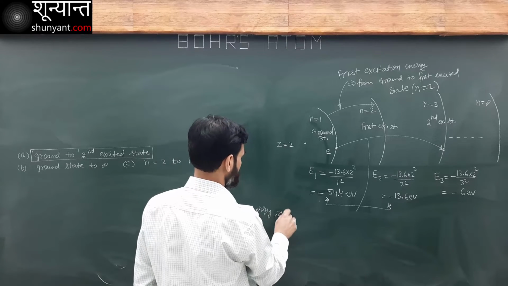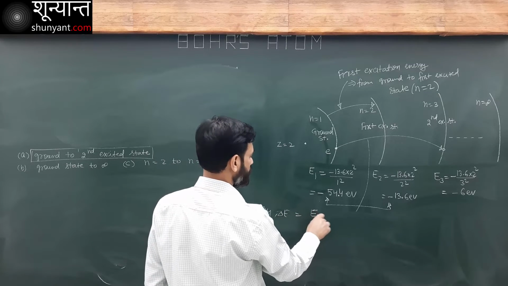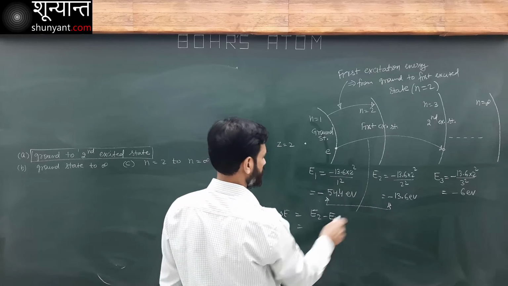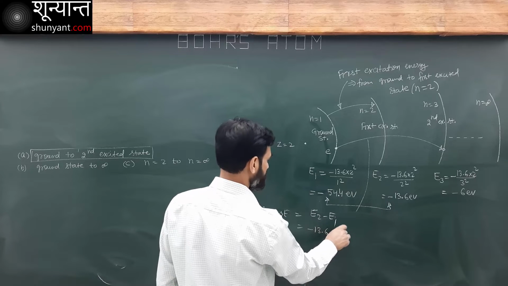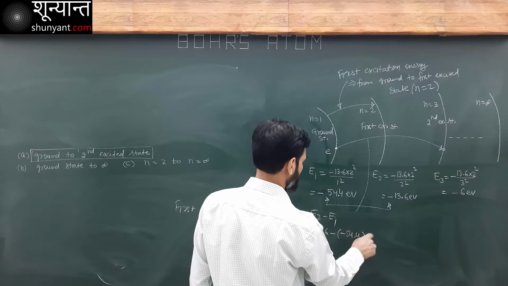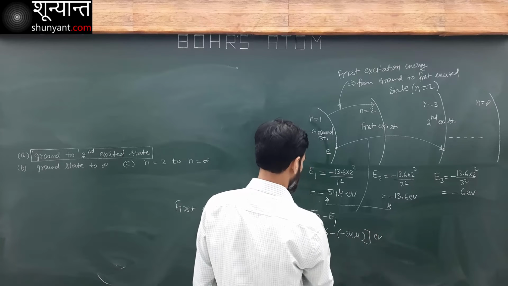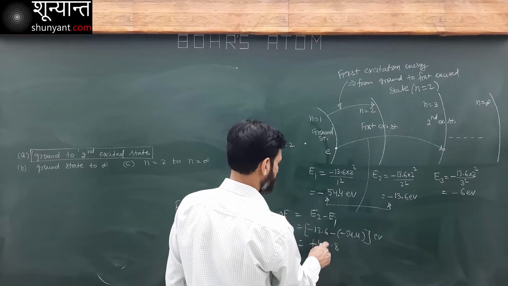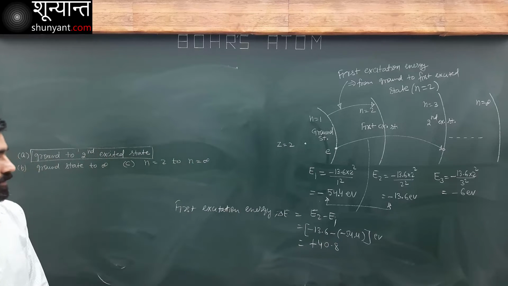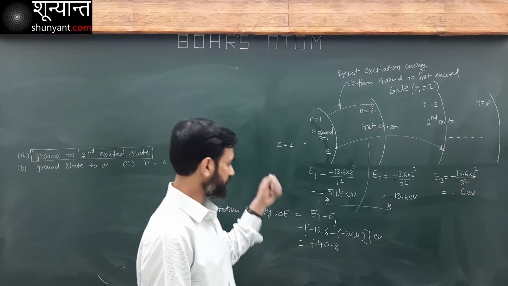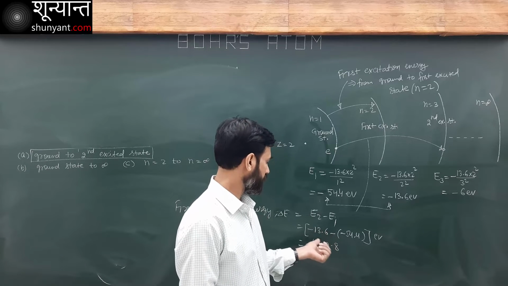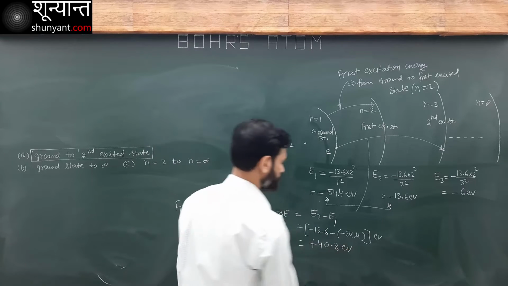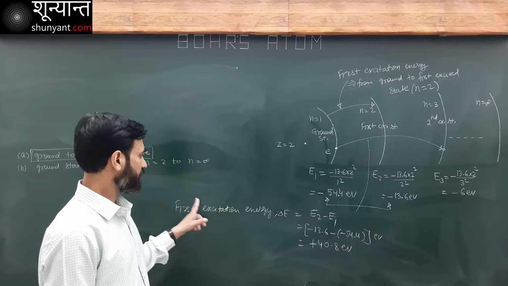Okay, this is delta E. Let's say delta E will be equal to E2 minus E1. So this will be equal to E2 minus 13.6 minus 54.4, all of that in electron volt. It is going to be equal to plus 40.8. What is this? It is electron volt. This is first excitation energy.